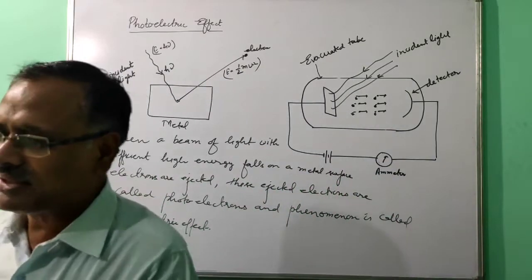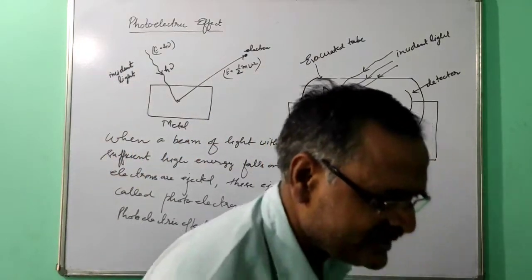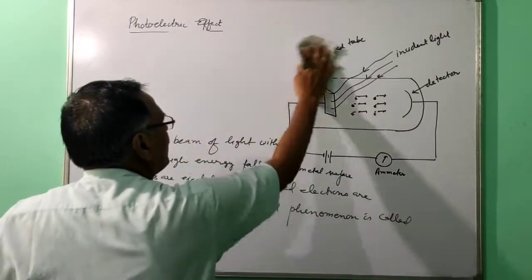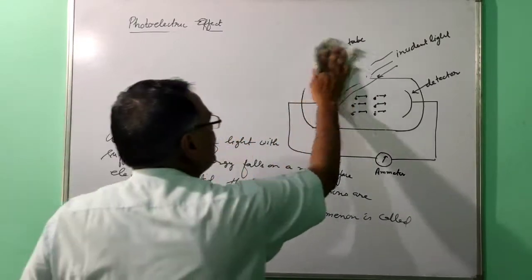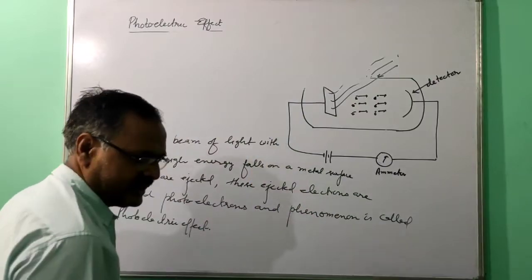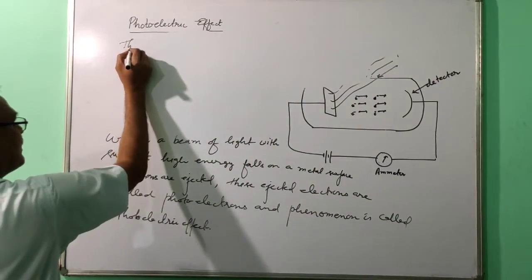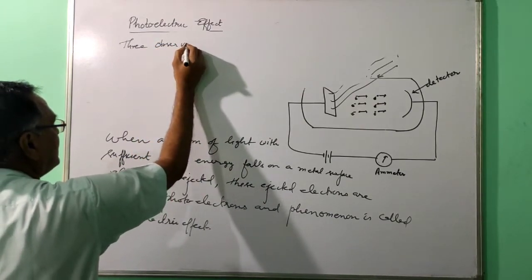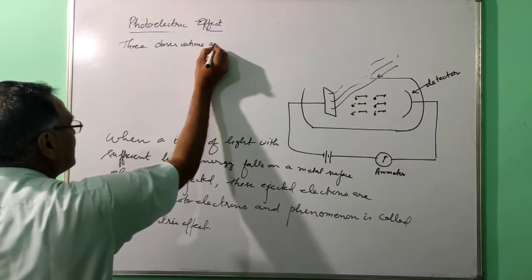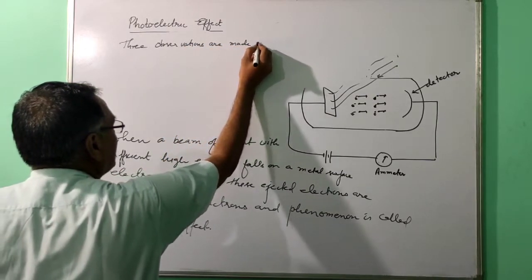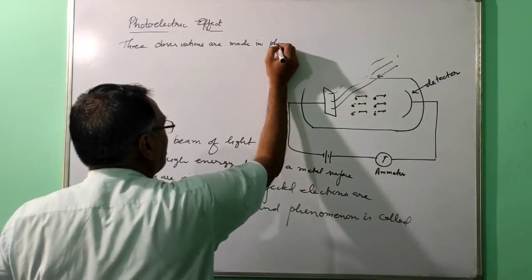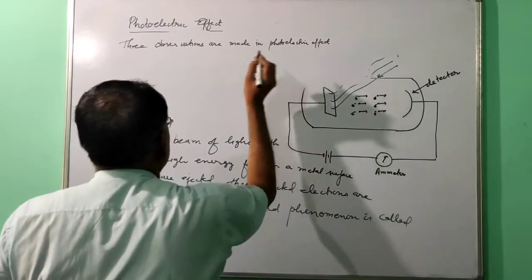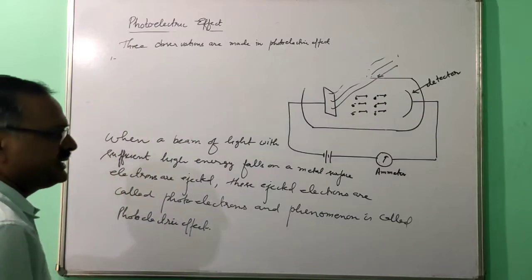In the photoelectric effect, three observations are made. What are the three observations in the photoelectric effect?